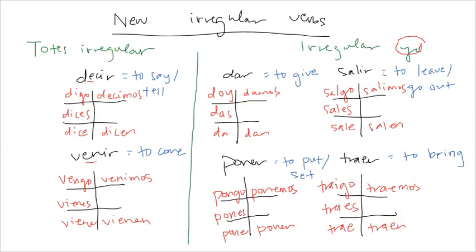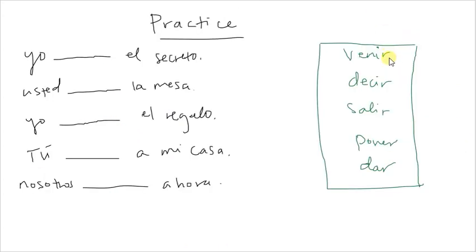Okay, so these are the irregular verbs. You want to make sure that you memorize what they mean and how to conjugate them. So let's practice. We have venir, which remember means to come, decir, to say or to tell, salir, to leave or to go out, poner, to set or to put, and dar, to give. So I something the secret, what would make sense would be I tell the secret. So yo, and the yo form of decir is a stem changer, and it goes to a G. So yo digo el secreto.